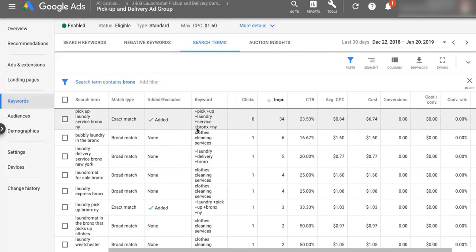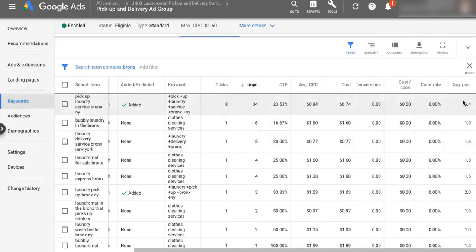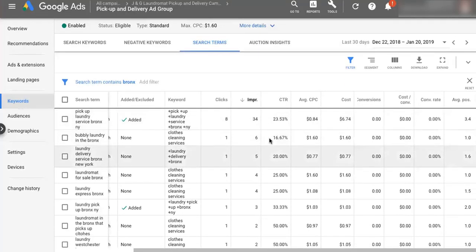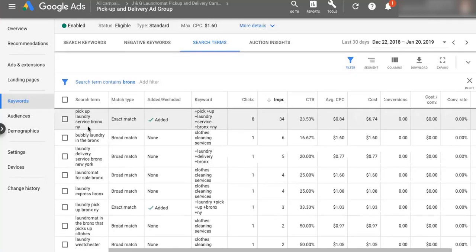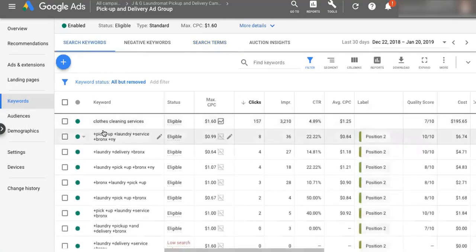And why would it come up in position 3.4? Is it because of the budget? The bid price is for whatever that keyword is. So the keyword pickup laundry service Bronx, New York has a particular bid price. The actual keyword. I don't know if all your keywords have the same bid price or not. But you see, 99 cents. See, the one above it has $1.60.